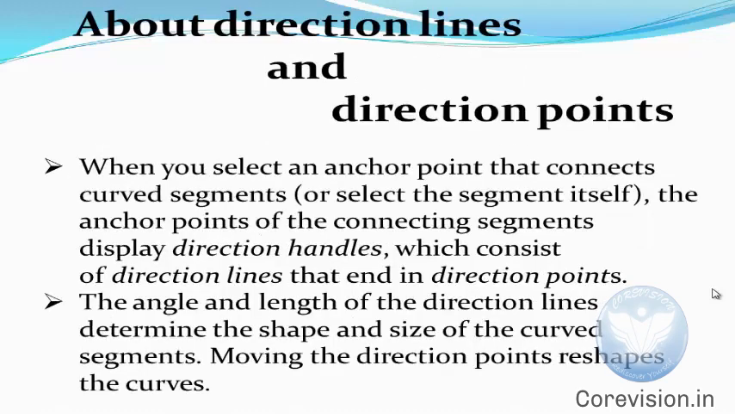About direction lines and direction points. When you select an anchor point that connects curved segments, the anchor points of the connecting segments display direction handles, which consist of direction lines that end in direction points. The angle and length of the direction lines determine the shape and size of the curved segments. Moving the direction points reshapes the curves. Direction lines don't appear in the final output.